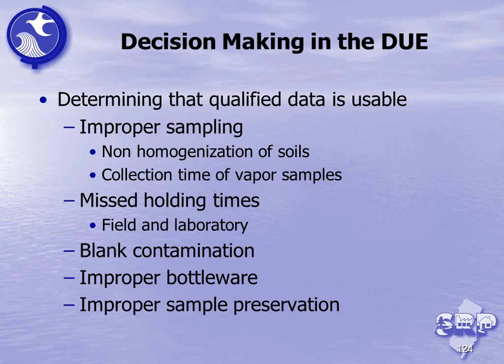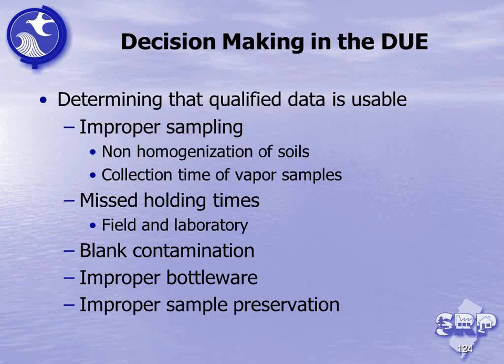Missed holding times: a lot of questions about freezing samples and things like that. In both the field and the laboratory, maybe you got your sample to the laboratory in 5 days instead of the 4 days from when the bottles left the lab. Maybe the laboratory had a little problem and they ran a volatile sample in 16 days instead of 14 days. These are all outside of regulations and requirements, but you've got to evaluate your data. Most likely it's usable with qualification.